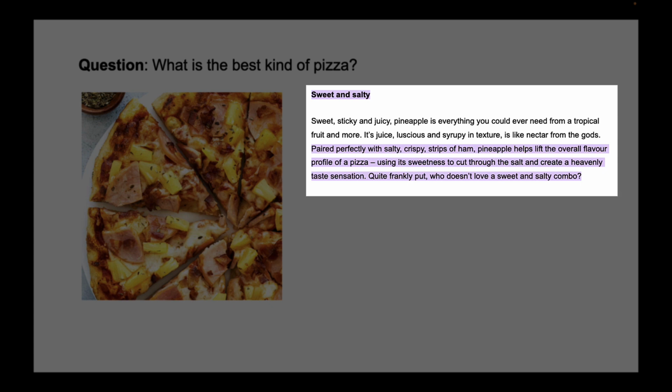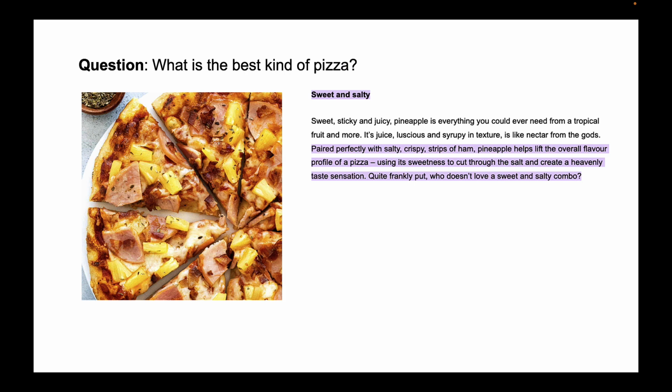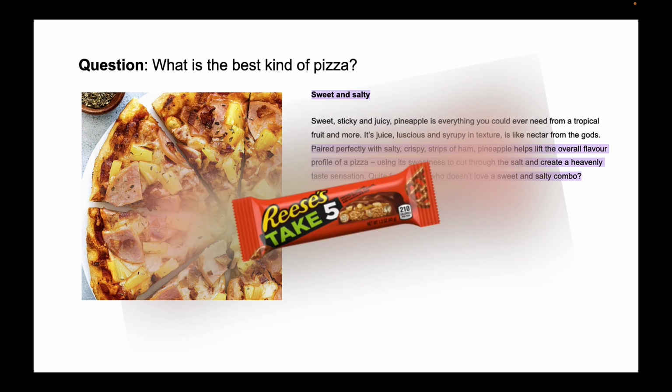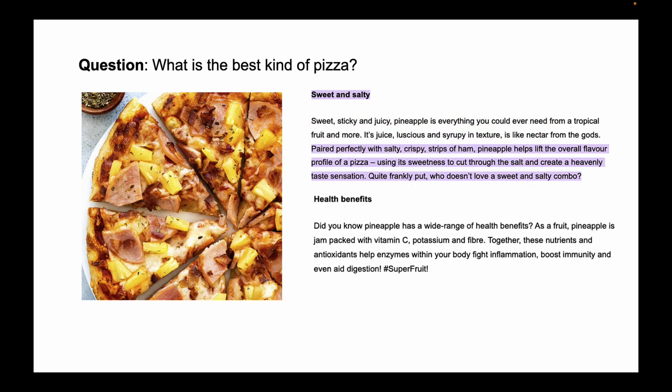Paired perfectly with salty, crispy strips of ham, pineapple helps lift the overall flavor profile of a pizza, using its sweetness to cut through the salt and create a heavenly taste sensation. Quite frankly put, who doesn't love a sweet and salty combo? Reason number one, Hawaiian pizza is sweet and salty. Everybody loves sweet and salty. It's why we ate Take 5 candy bars. Sweet, salty, delicious.